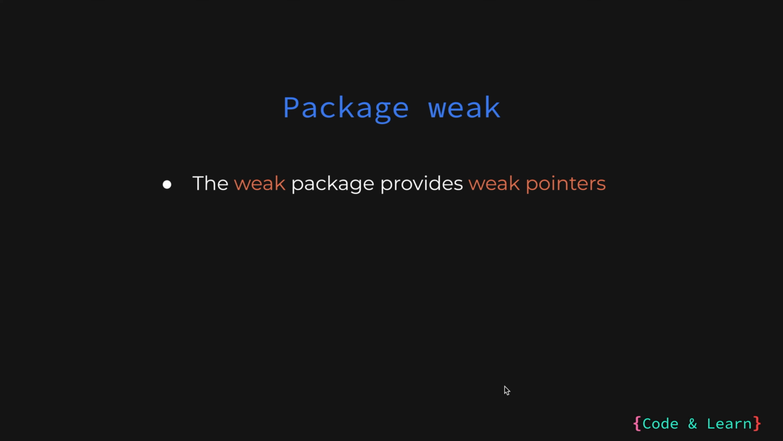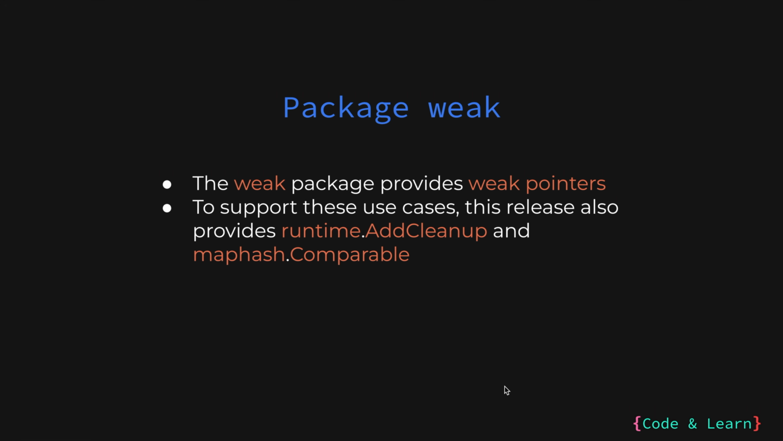The weak package provides a weak pointer type, which allows you to create weak pointers, a low-level primitive that enables the creation of memory-efficient structures. Examples of such structures include weak maps for associating values, canonicalizing maps for anything not covered by the unique package, and various types of cache. To support these use cases, 1.24 also provides runtime.AddCleanup and maphash.Comparable functions.